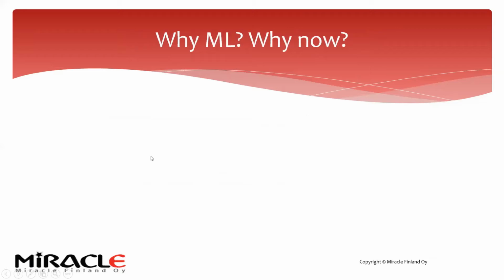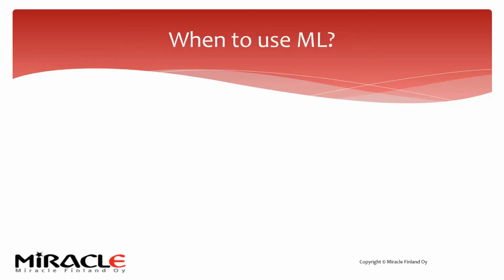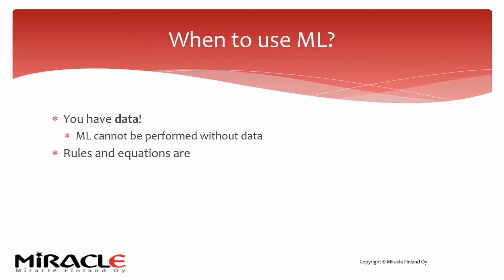So why am I talking about machine learning and why now? Because the environment we live in now needs machine learning. And secondly, we are finally able to really use machine learning and all the cool things that have been evolving during these years. When should I use machine learning? When I have data. So data is the key in machine learning. It cannot be performed without data.